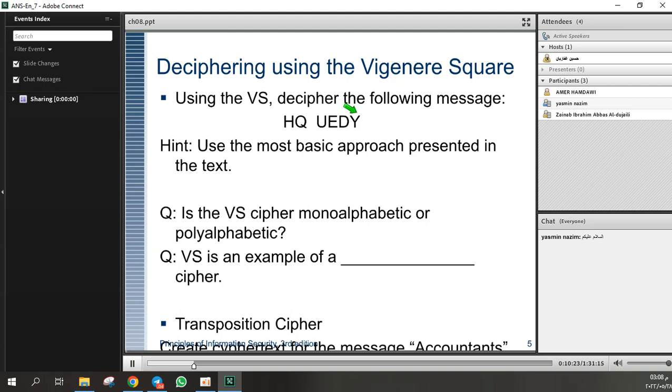Okay, but there are some questions. For example, which of them is stronger? Which is the strongest substitution pattern, monoalphabetic or polyalphabetic? We can say that polyalphabetic methods are stronger than monoalphabetic.